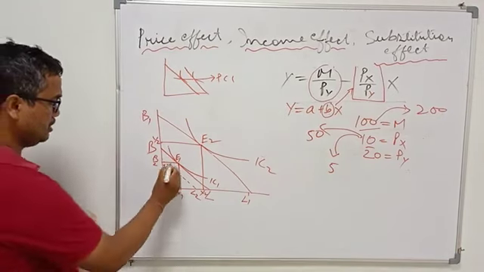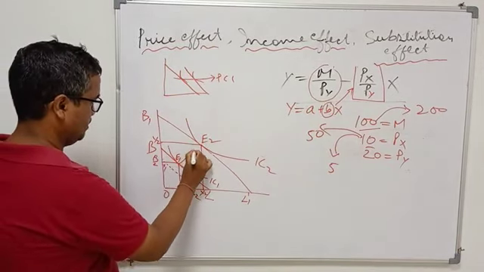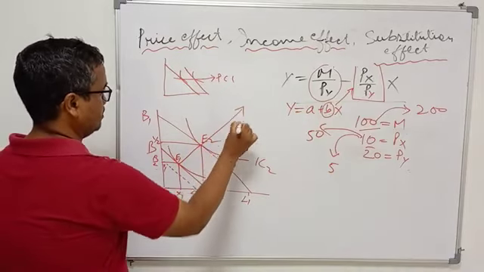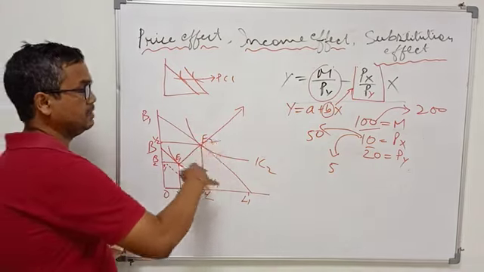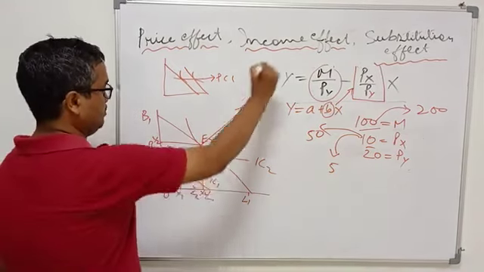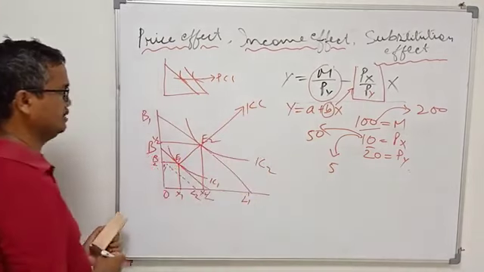If you join these two equilibrium points with a curve, you can extend this one because there may be other indifference curves and your budget line may shift further. So that's why we are extending. So it is called the income consumption curve, ICC.